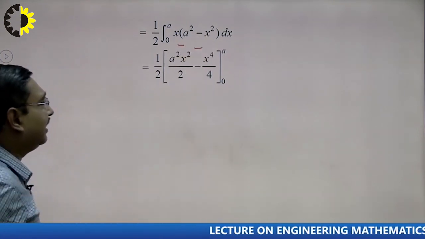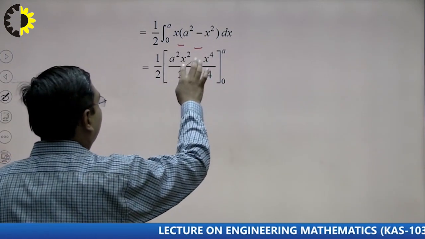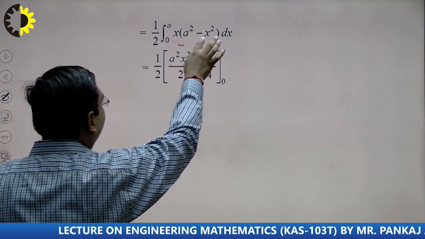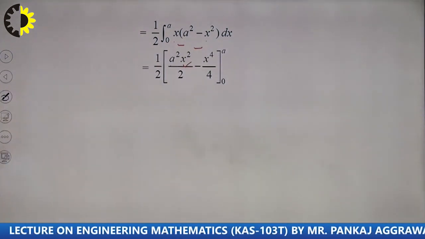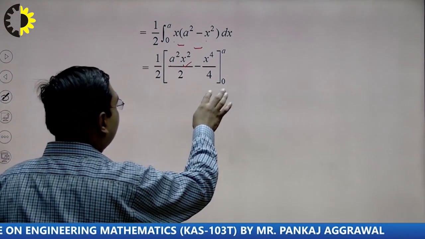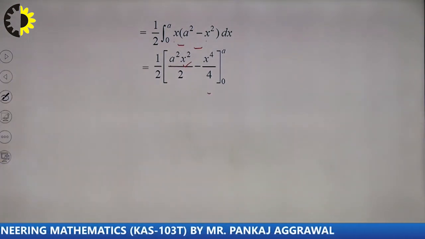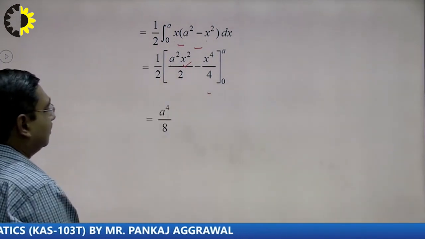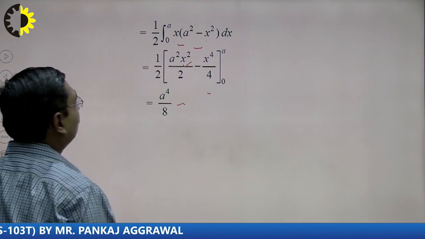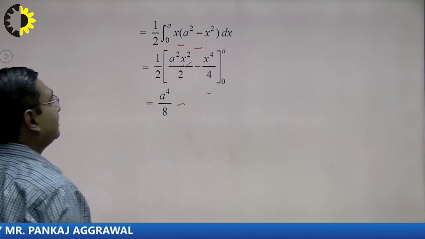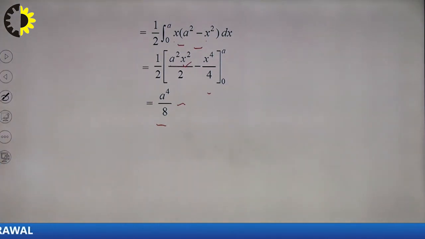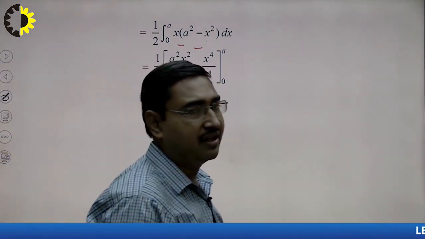This x when integrated gives x square upon 2, a square will remain constant. This x when multiplied with x square will give x cube, so it will become x^4 upon 4. Applying these limits, I obtain a raised to the power 4 upon 2 minus a raised to the power 4 upon 4, and simplification gives a raised to the power 4 upon 8. It is the value of our integral.